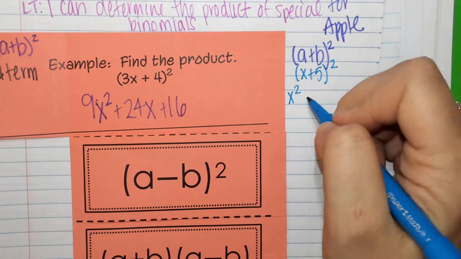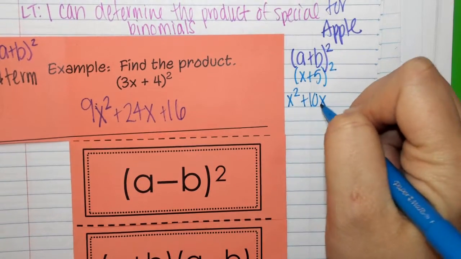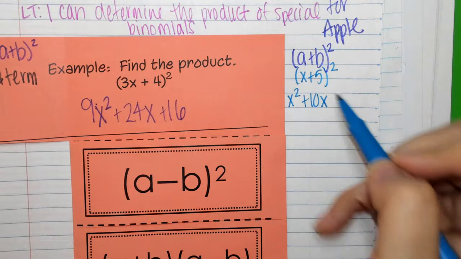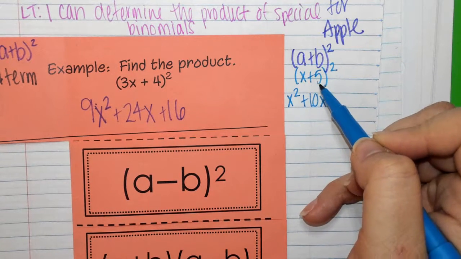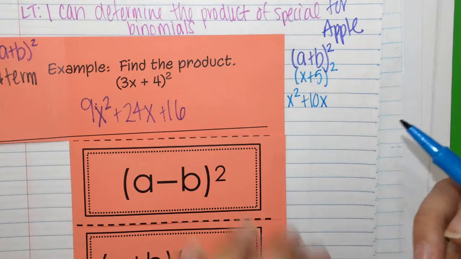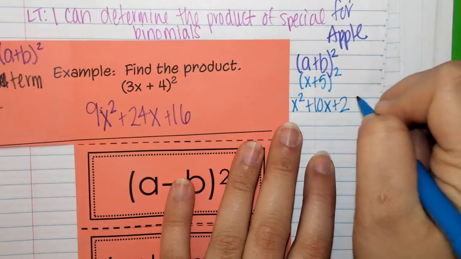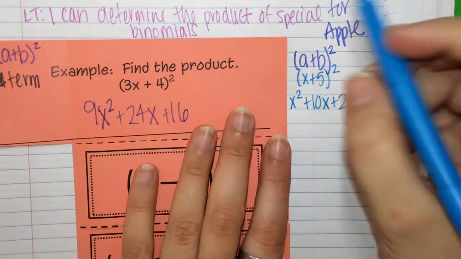Times 2 is 10x. Look at us go. The last step is to square B. What's B this time? 5. And 5 squared is 25. That's it. We're done.